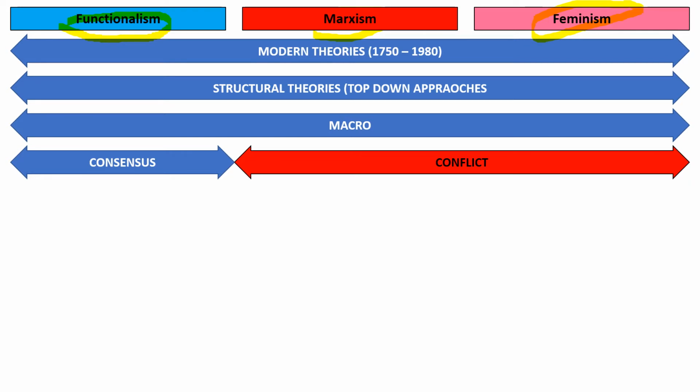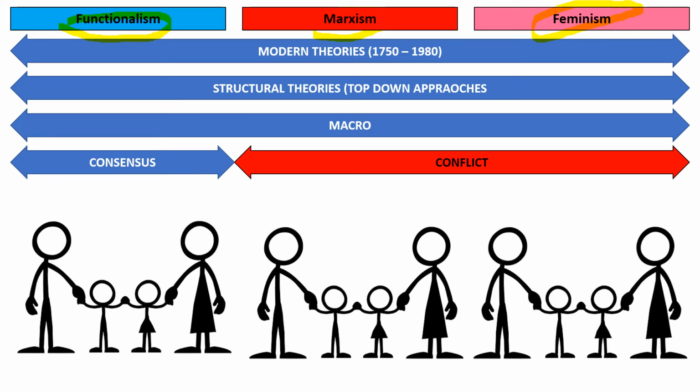Now, when looking at all three of these theories, one thing to keep in mind is that all of them look at the traditional nuclear family, or TNF. So all of these theories, as I say, they are all modern, they're all structural, they're all macro, they're all taking place in a similar period of time. They are all looking at the same family structure. So let's remove that there.